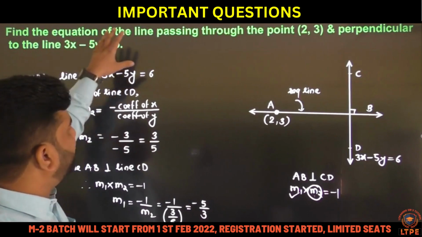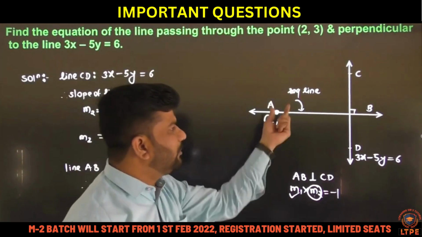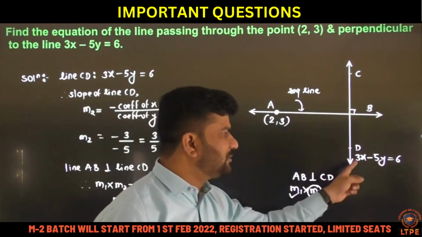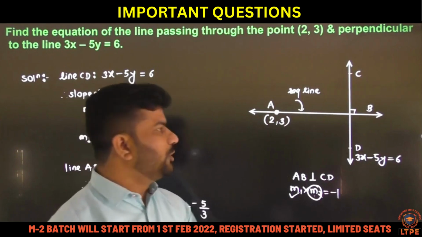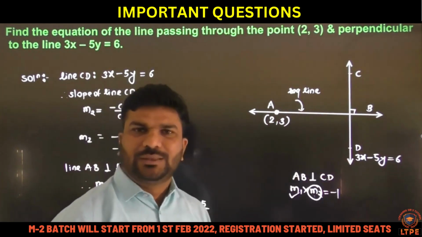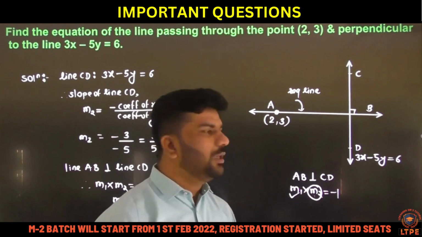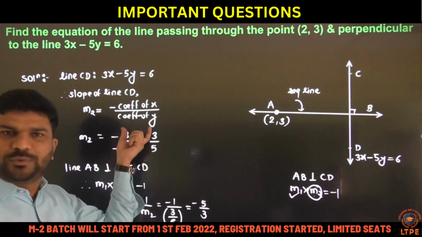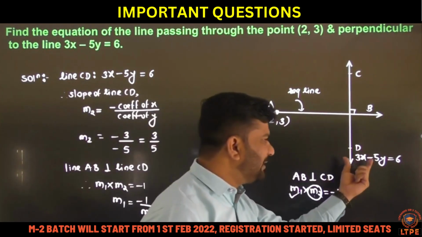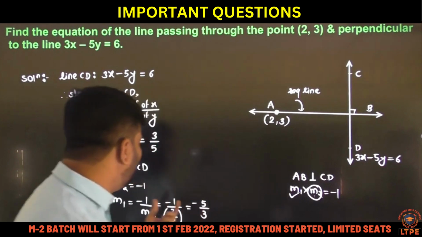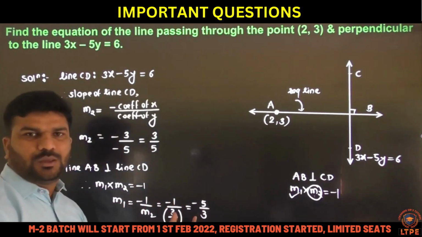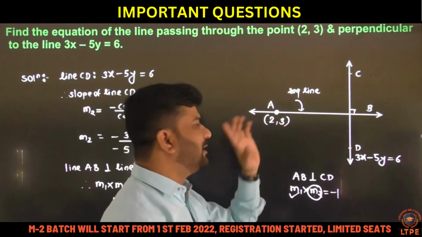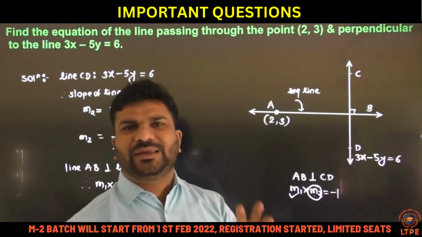We have to calculate the equation of a line. We are given only one point on the line, and this line is perpendicular to another line, 3x minus 5y equals 6. If two lines are perpendicular to each other, then the product of their slopes is equal to minus 1, and we can easily find the slope of line CD by using minus coefficient of x over coefficient of y. After calculating the slope of line CD, calculate the slope of line AB, m1. So for line AB the slope is calculated and a point is already given on the line. So the point and slope are known to you.